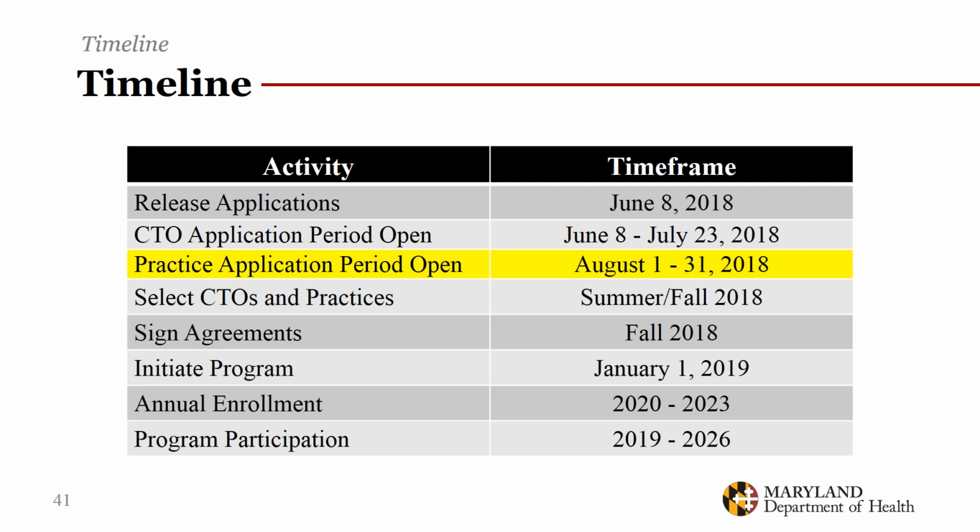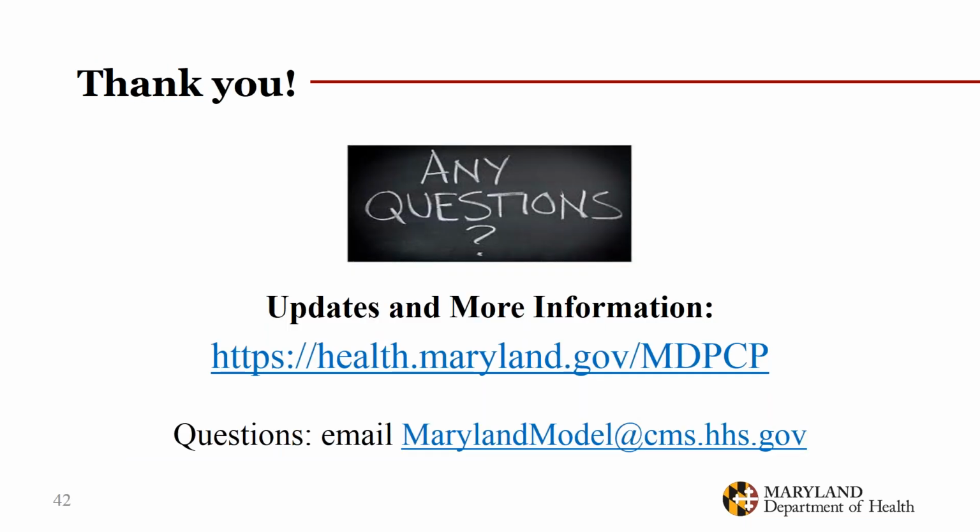So what happens after you press the submit button? Let's just take a quick step back and look at the overall timeline. The CTO application period has just closed and CMS is reviewing their applications right now. Once that review is complete, we're going to post a list of the approved CTOs in the comparison tool, so you should have a list ready to select from at the time you're ready to apply. The application period for practices opens next Wednesday, August 1st, and it's going to be open through the end of the month, until August 31st.